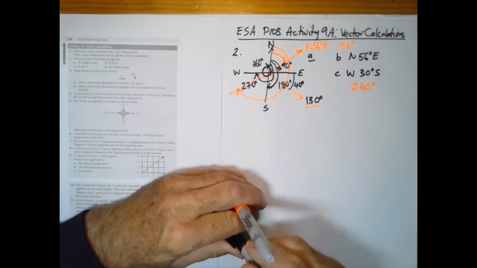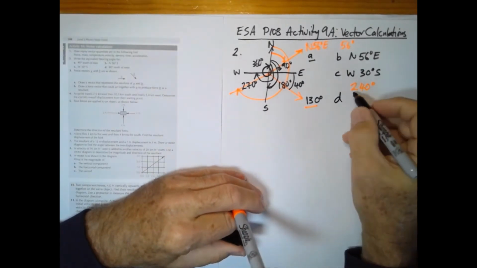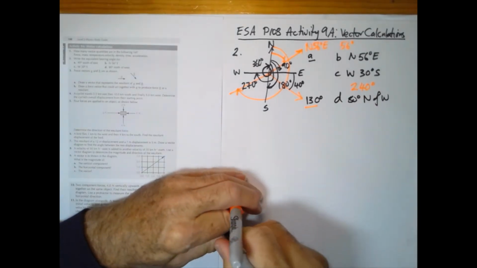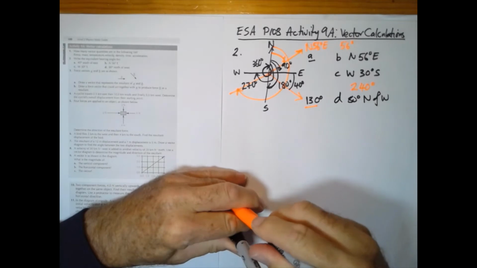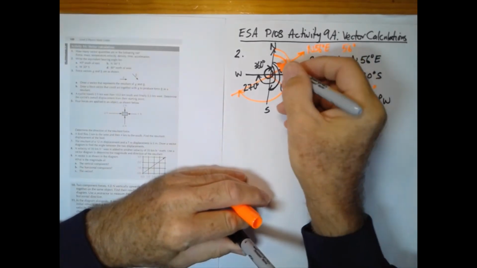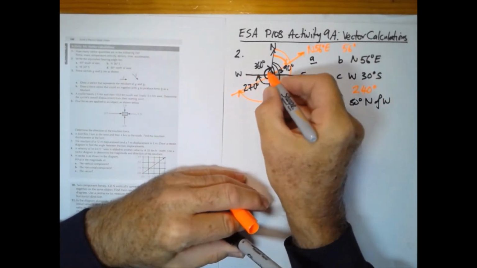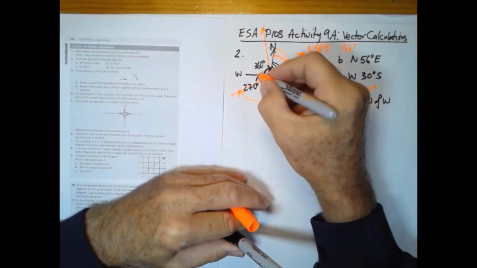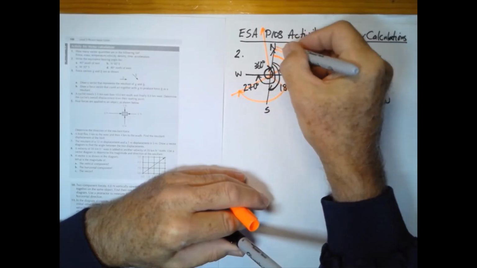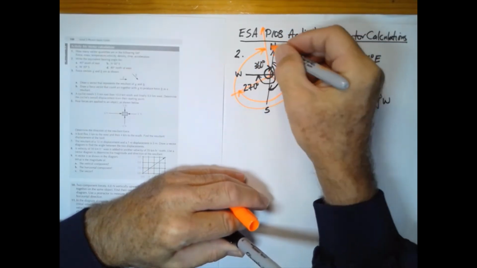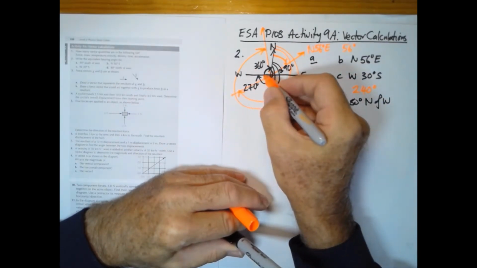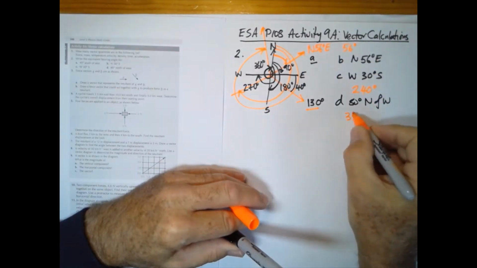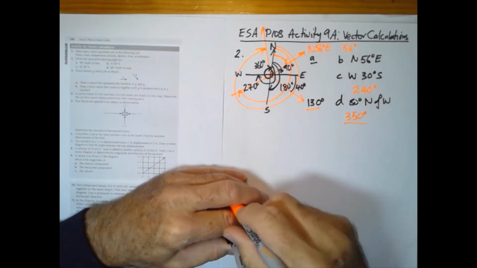Part D, 80 degrees north of west. So let's have a look at this then. Here is west, and we're 80 degrees north. It's going to be somewhere up here. So what is the bearing for this all the way around to here? It's going to be 270 plus 80 is 350 degrees. A bearing of 350 degrees.